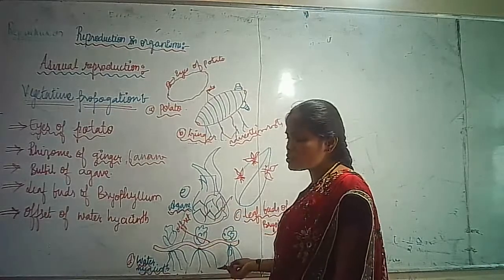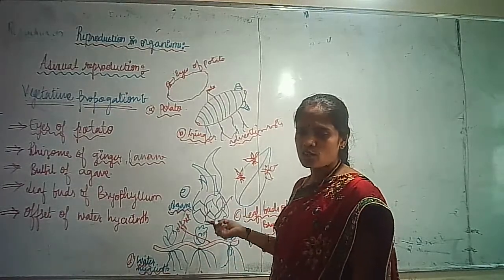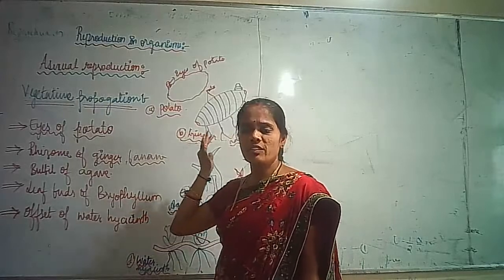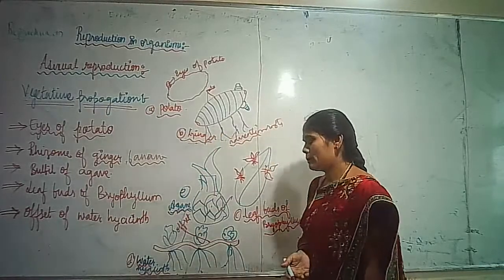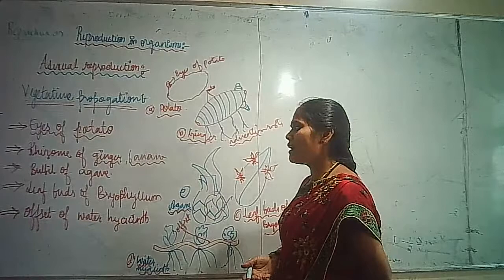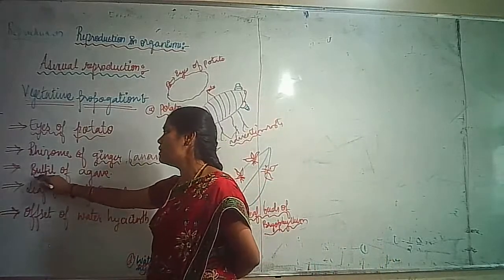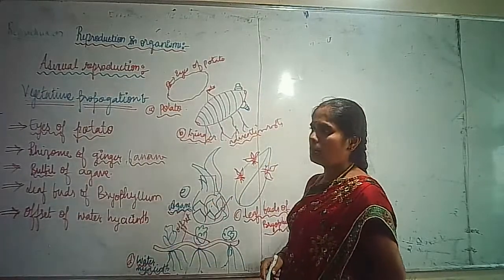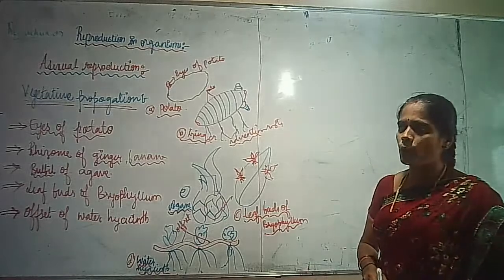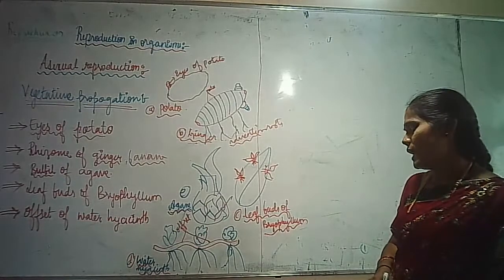If you place it in the marshy soil, it is capable of giving rise to a new agave plant. That is, in the agave, what is the vegetative propagule? That is bulbil. Bulbil is a vegetative propagule of agave.